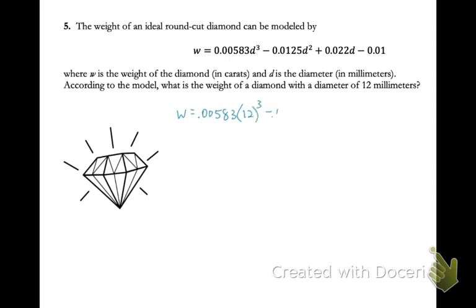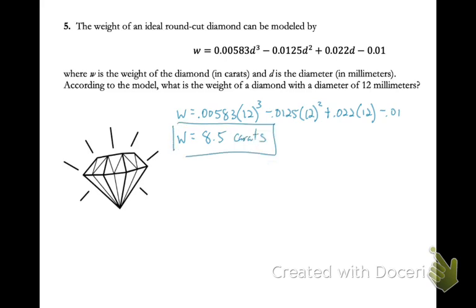Remember, when we do the math, the exponents come first, but actually I would just grab your calculator, and if you're careful, plug in all your numbers at once and press enter, and your calculator will do everything for you in the right order. Exponents first, then multiplication, and then addition and subtraction left to right. So if we round to tenths place, this would be a diamond that is approximately 8.5 carats.